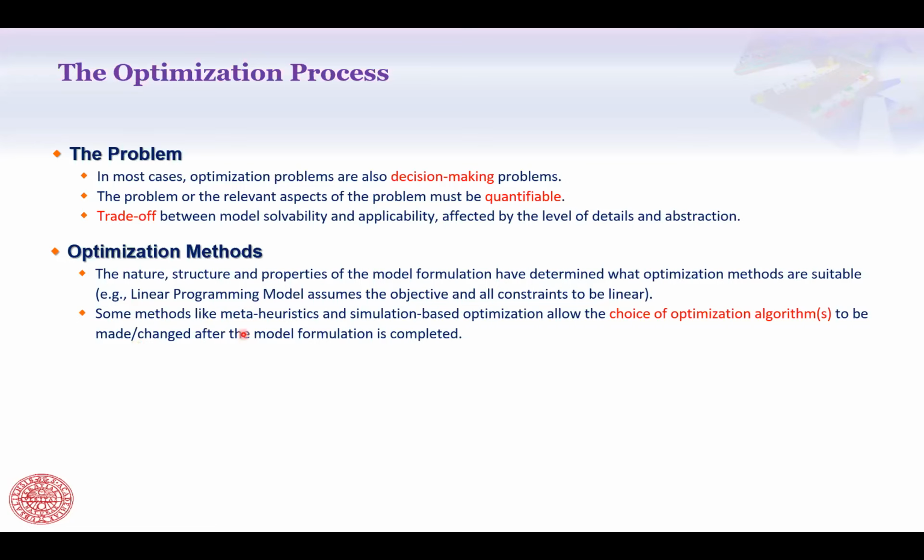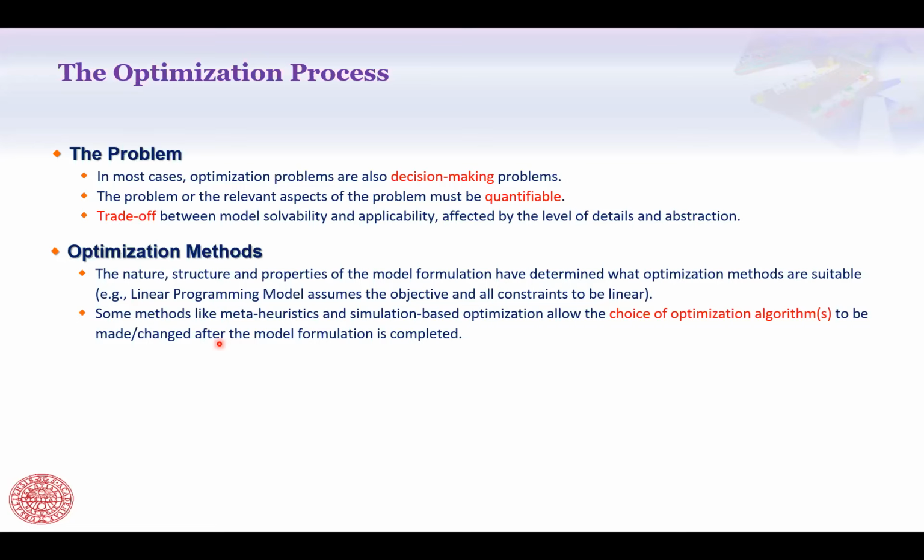And then some methods, like metaheuristics and simulation-based optimization, allow the choice of the optimization algorithm to be made later. The good thing is that usually they are, sometimes we say generic, but I think the better term there would be more like a black box. They see the model part as a black box, and the modeling also sees the optimization as another black box. So there is a very clear cutting line between them.